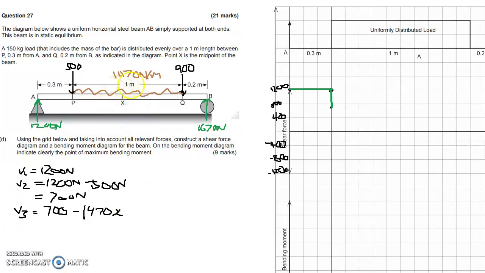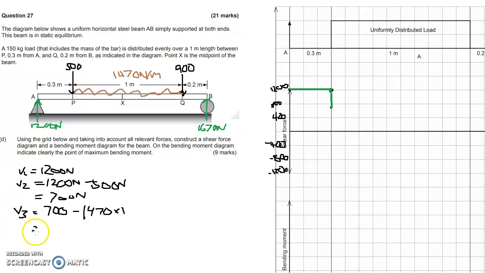And in our case, that is 1 meter. So it's just 1470 times 1. So if this was, say, a 500 newtons per meter load over a distance of 2 meters, it would be 500 times 2. You know that to turn a UDL into a point load, it's the value of the UDL times the distance it acts.